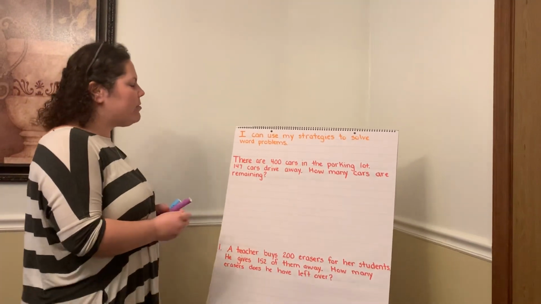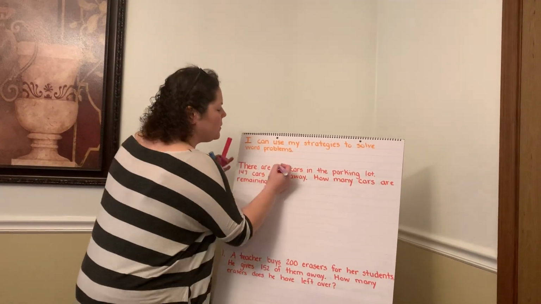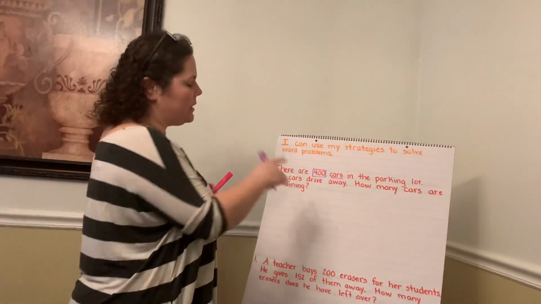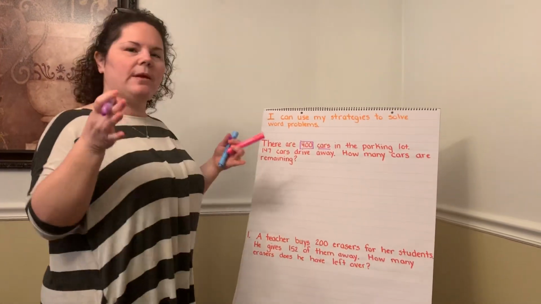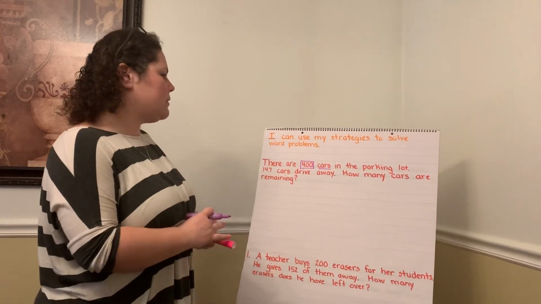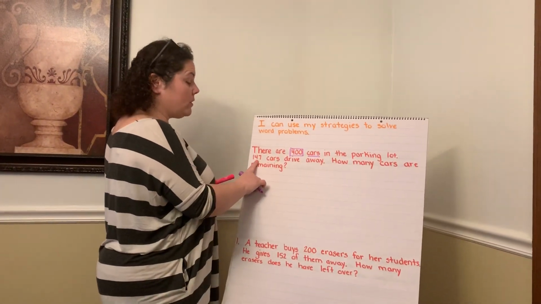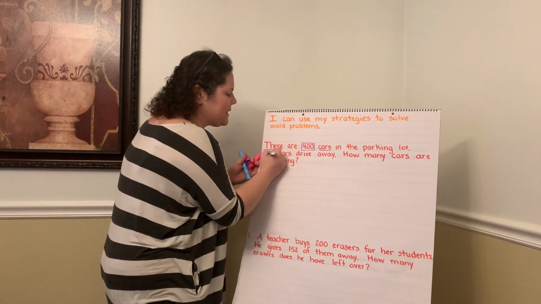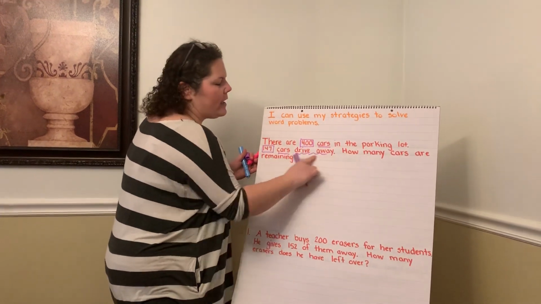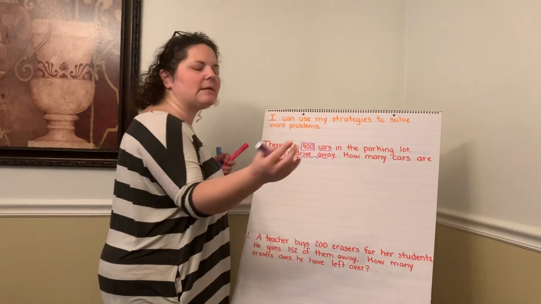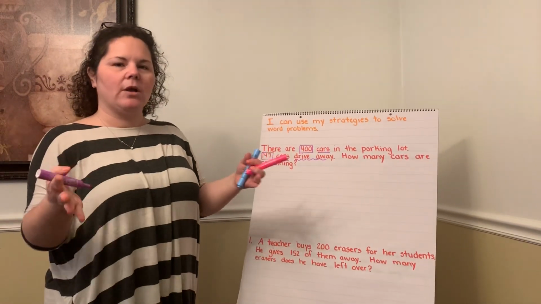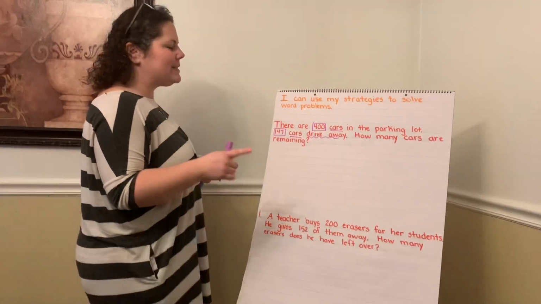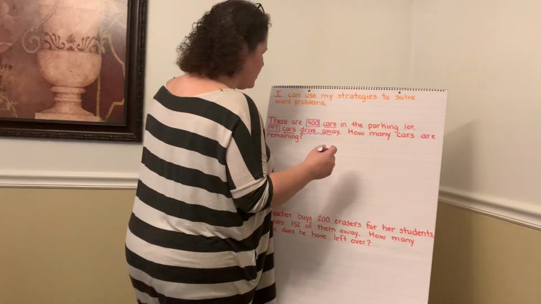The first problem reads, there are 400 cars in the parking lot. So I'm boxing the number 400 and I'm underlining my label, cars. So I'm seeing a great big parking lot with 400 cars in there. 147 cars drive away. I'm squiggling those words. That tells me that I'm taking from. So I have that big parking lot of cars, but some are leaving. I'm taking from it. So this is a take from word problem. How many cars are remaining?